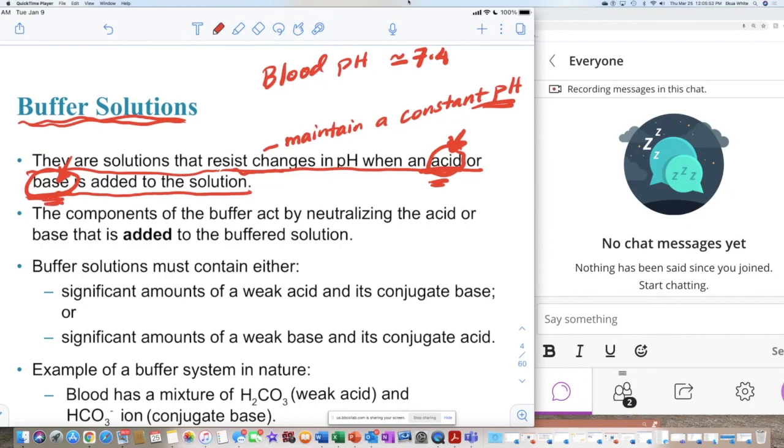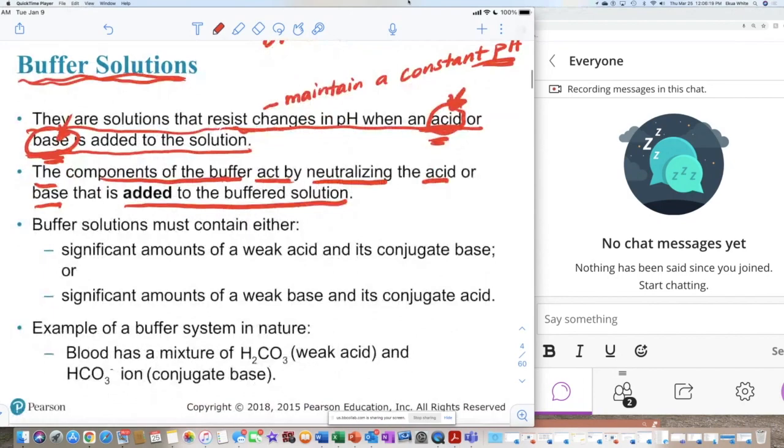If the threat is anything outside of acid or base, the buffer cannot resist it. Okay. So we're told here the components of the buffer. How do they act? These are chemicals. How do you neutralize an intruder or neutralize the enemy? It says here the buffer acts by neutralizing, literally, not figuratively, neutralizing the acid or the base that is added to the buffer solution.